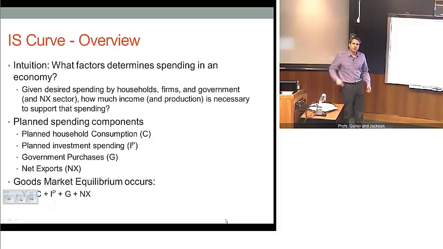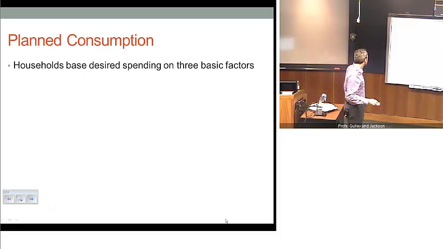And at the end of the day, what's going to happen here is we're going to determine a goods market equilibrium, and that's going to be where the total amount of consumption plus planned investment by firms, plus government spending, plus net exports is exactly equal to how much goods are actually produced. So in other words, the desired level of spending just matches what's actually being produced by firms. So that's going to be our notion of a goods market equilibrium.